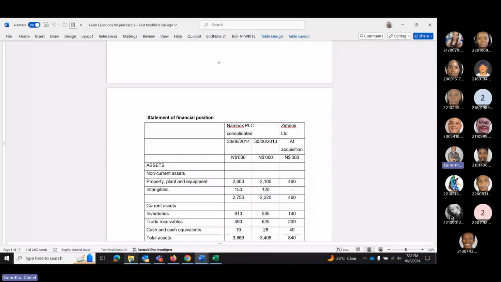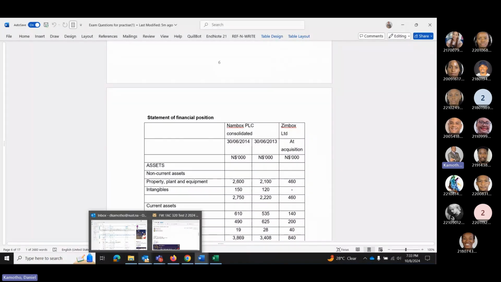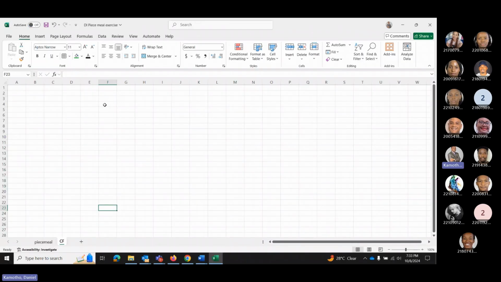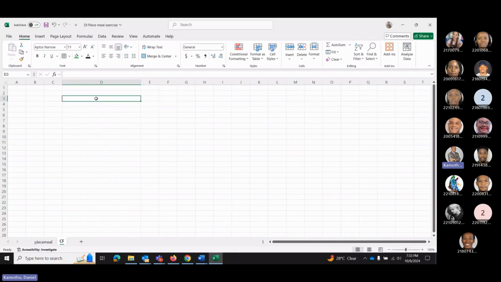Let me see whether I can borrow some structure just to save us time in putting the structure together. But anyway, I can do the same thing, probably on shortfalls. Let's say this is the consolidated statement of cash flow.